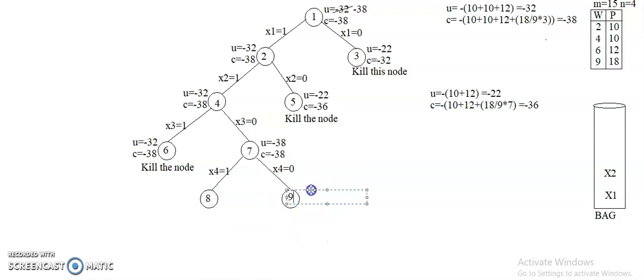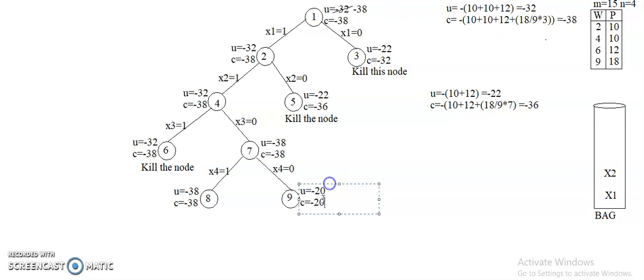So this is how we are going to draw the state space tree. Now the upper bound needs to be calculated. The upper bound was already calculated for the previous value by including the fourth item. So upper bound is equal to minus 38 and cost is equal to minus 38. Now if the fourth object is not included, and only the first and second objects are included in your knapsack, the upper bound value is equal to minus 20. So the cost will be equal to minus 20.